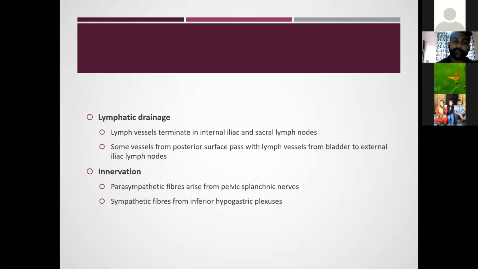And the innervation. The parasympathetic fibers arise from the pelvic splanchnic nerves and the sympathetic fibers from the inferior hypogastric plexus.